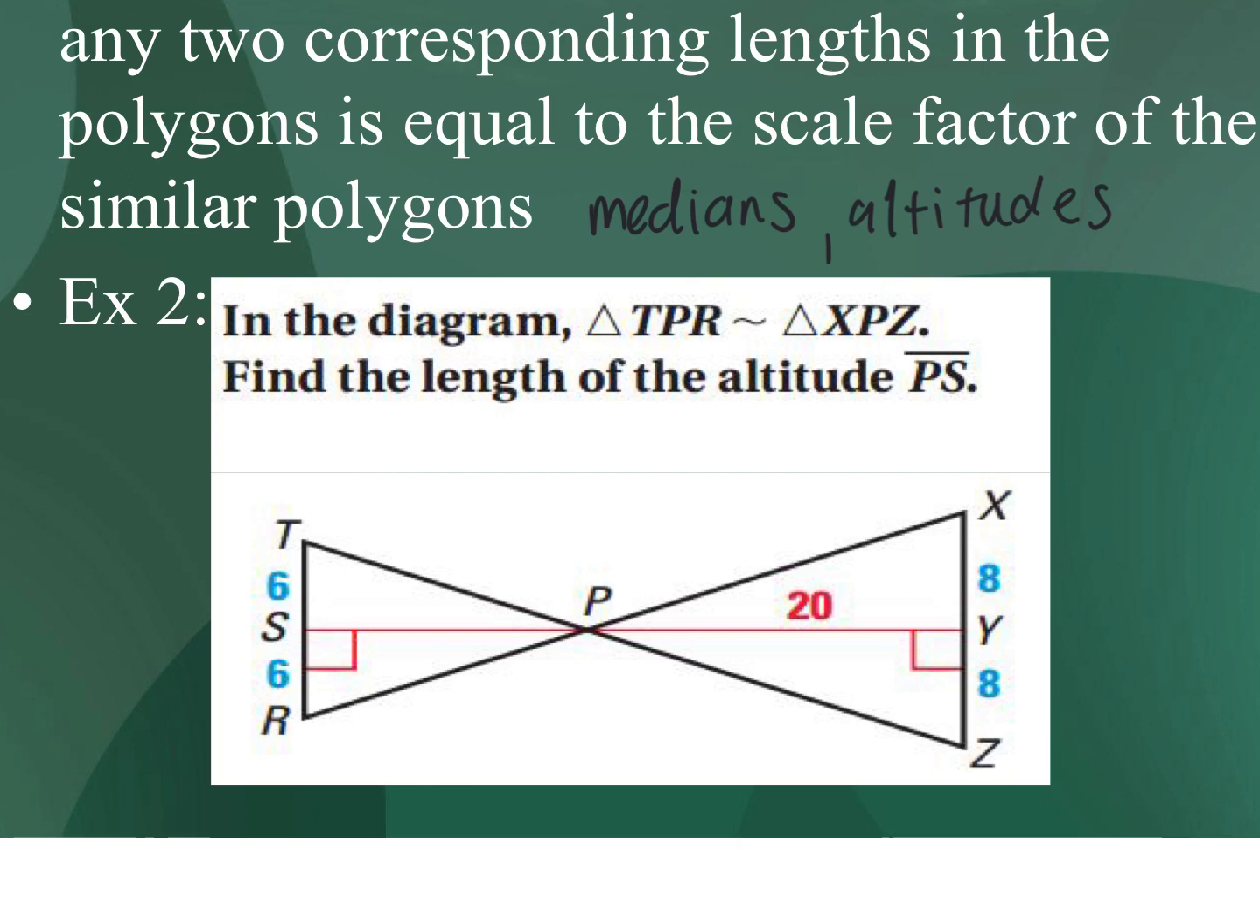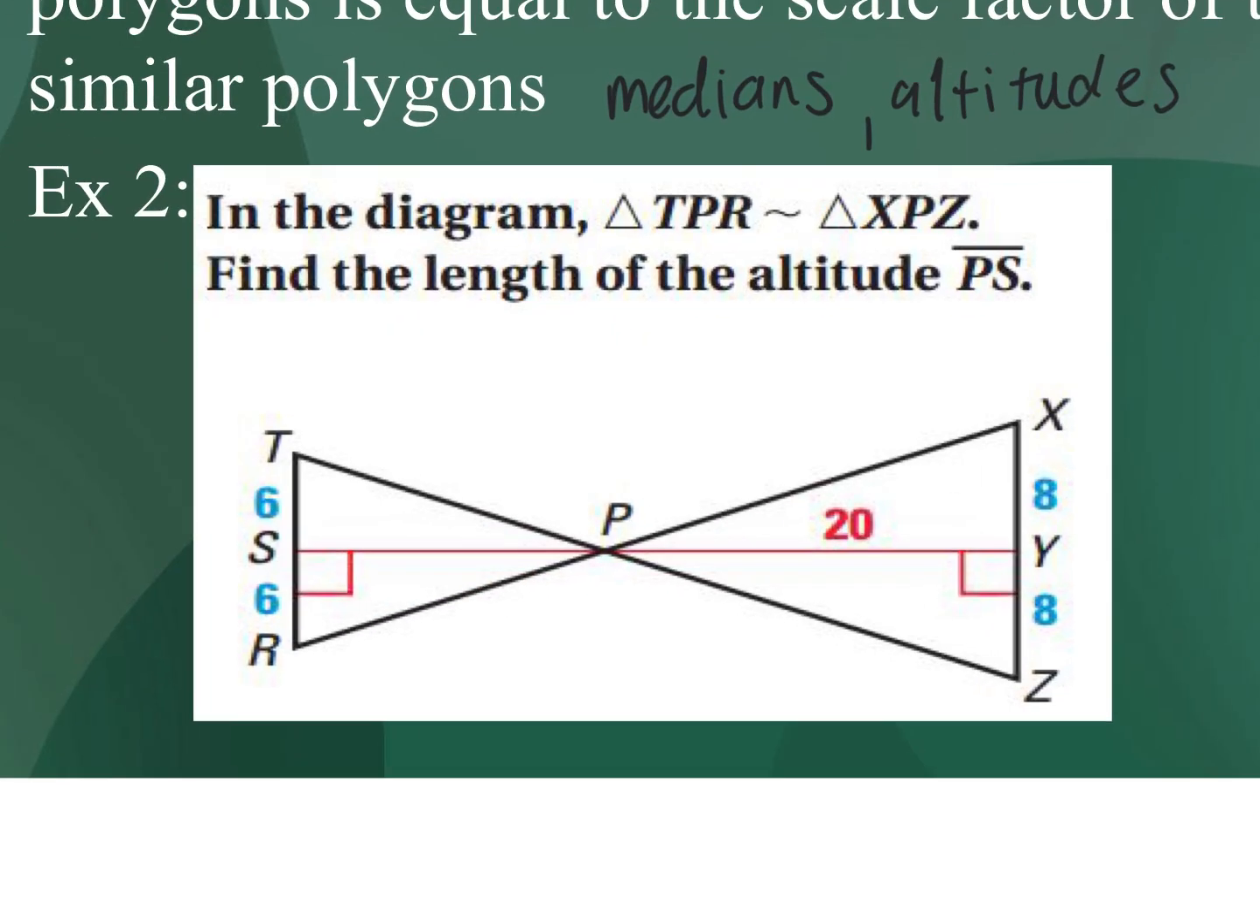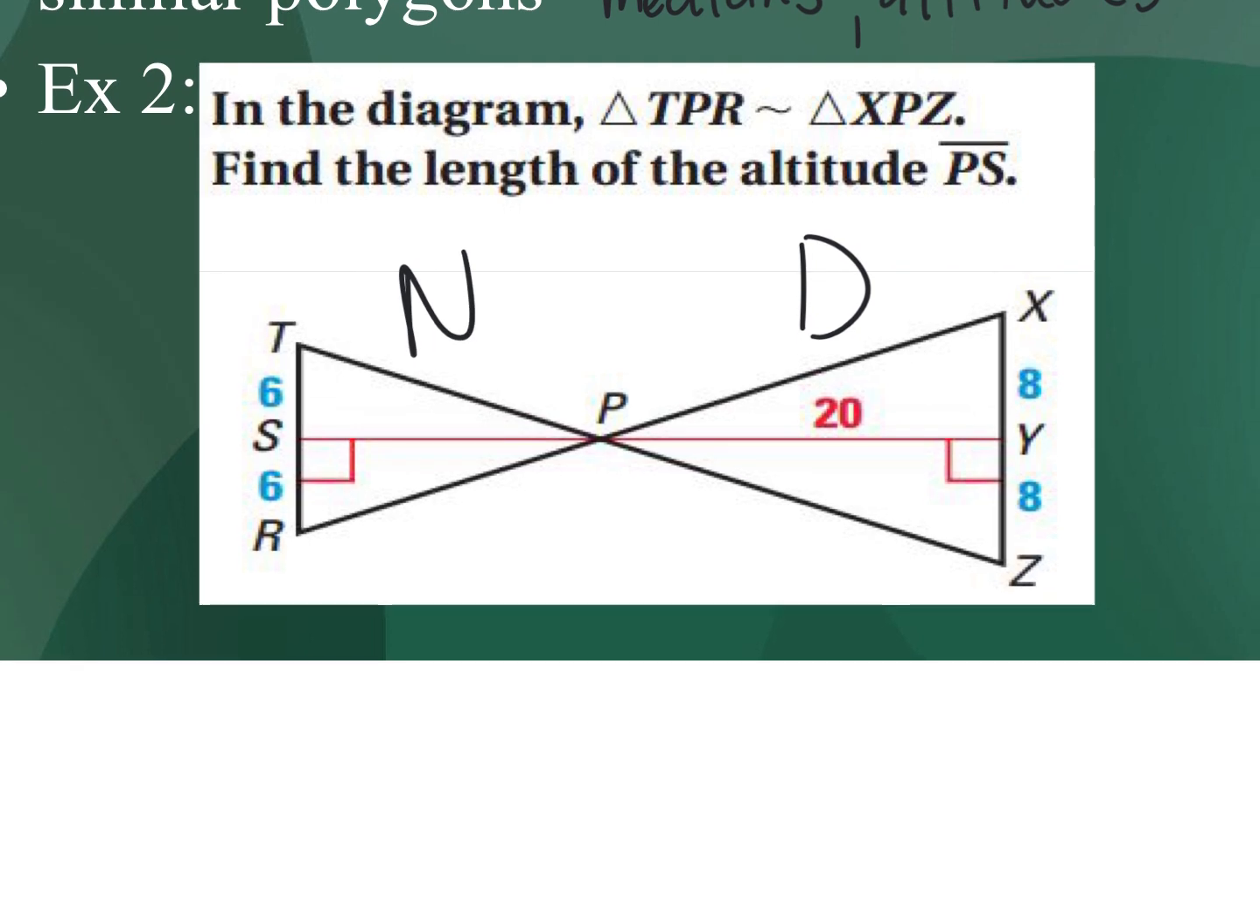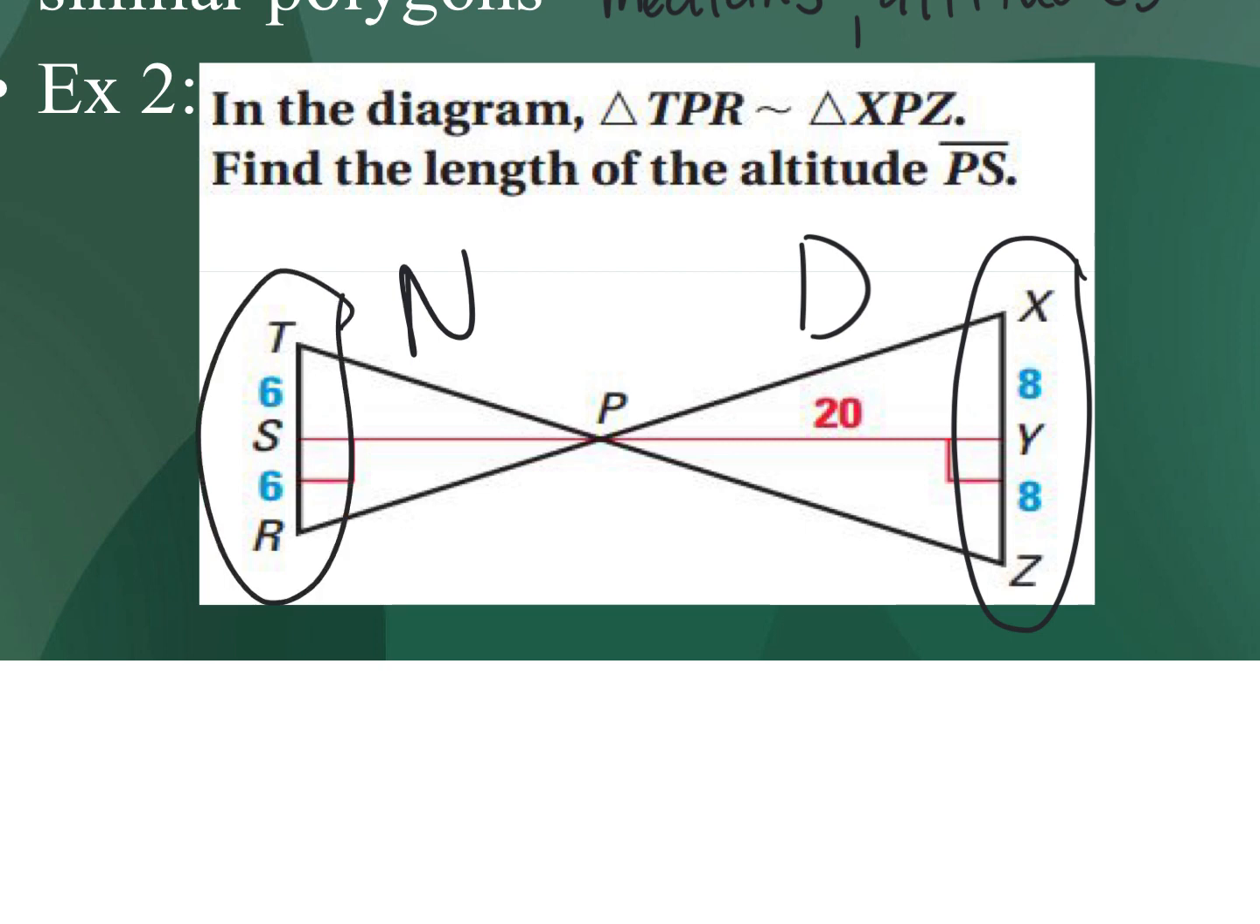Guys, first and foremost, make one of yours your numerator, one of yours your denominator. Which one should I make my numerator? And which one should I make my denominator? XPZ. Now, find your scale factor. Do we have a set of corresponding sides between these two triangles? We do. Which two sides? XZ and TR. Very good. Which one goes in the numerator? TR is going to be over XZ.